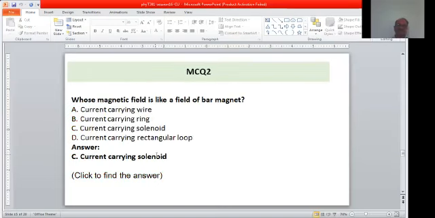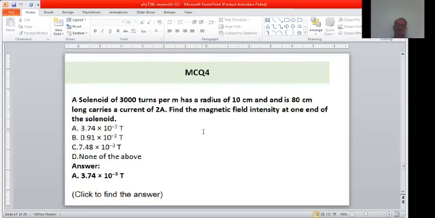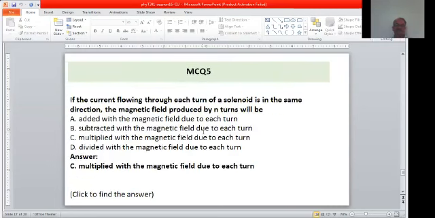Second question: whose magnetic field is like the field of a bar magnet? As I told, it is a current carrying solenoid. And here, this is a small problem. A 50 centimeter long solenoid has a radius of 1 centimeter and is made up of 500 turns. If it carries a current of 5 ampere, then the magnitude of the magnetic field inside the solenoid can be calculated using the formula. So this is another formula. This also is just a workout.